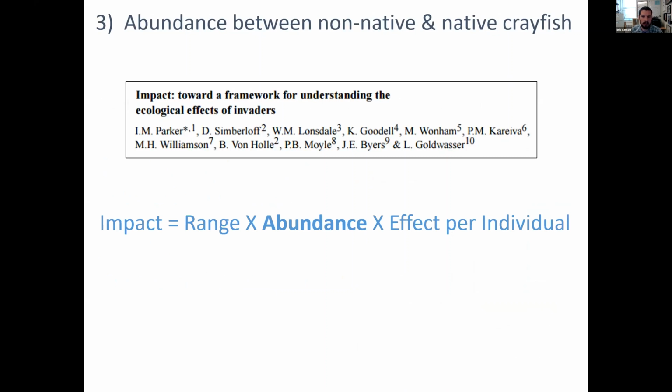This is an old but famous formula from the late 90s about how we assess impact between different invaders. These authors propose that impact is a formula that includes range, how widespread something is, what its effects are per individual, its per capita effects, and how abundant it is. So we might expect a high impact invader to be something that's widespread, has strong effects as individuals, and is hyperabundant compared to native species.